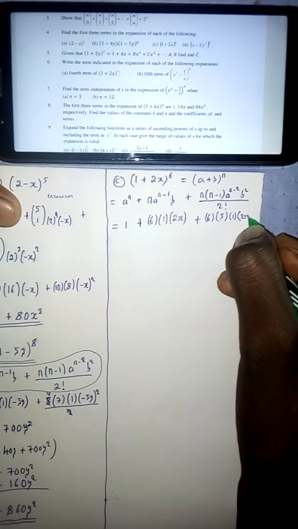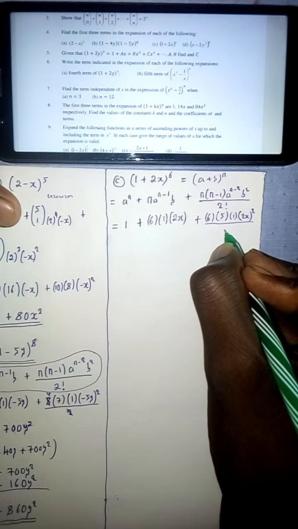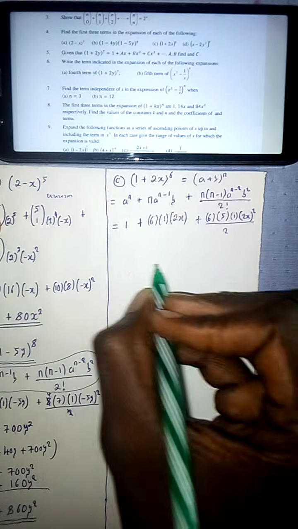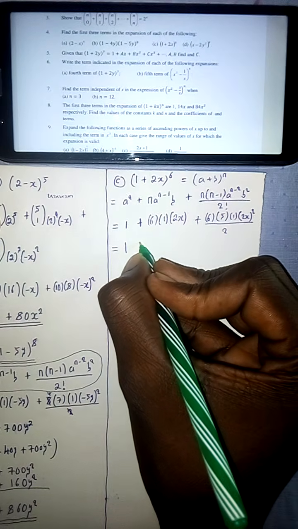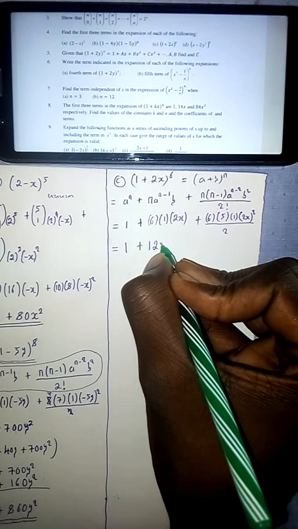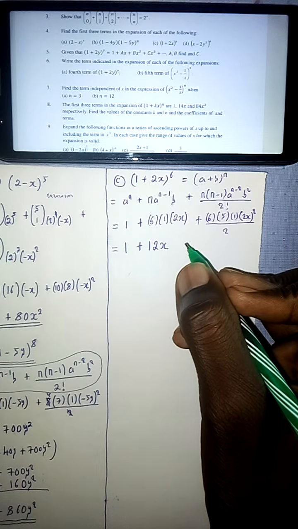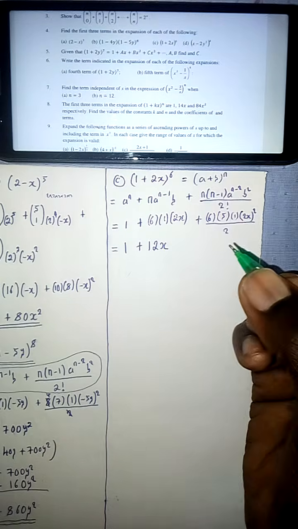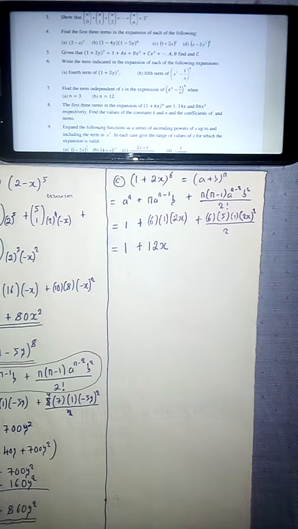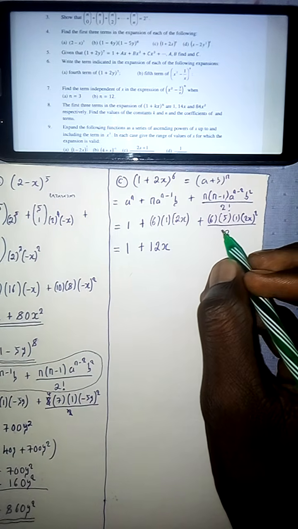Our b is 2x. 2x what? 2x squared, right? Over 2. Okay, then we'll have 1 plus 12x. Okay, is that correct, guys? Yeah, it should be correct. Yes, it is correct. Why are you saying no?